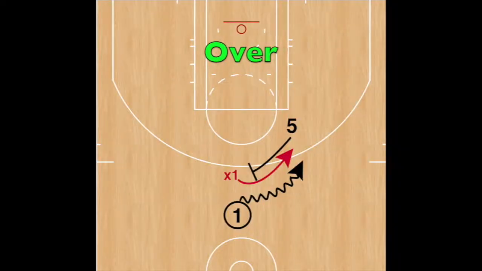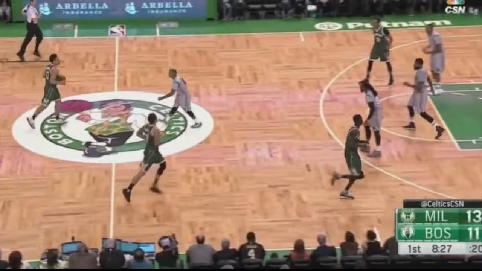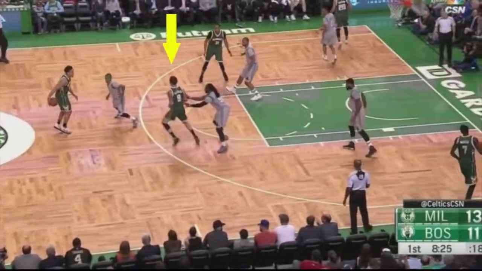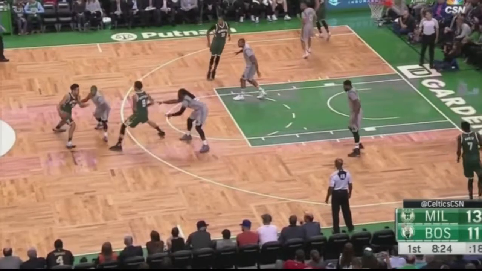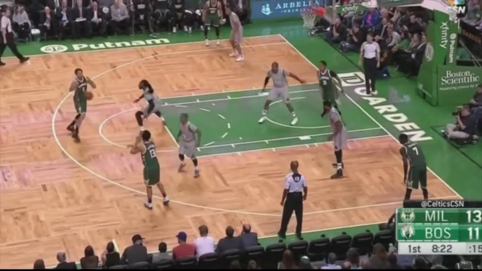So the opposite of going under the screen is going over the screen, which is essentially when the ball handler's defender goes over the screen or fights through the screen to stay with the ball handler. Malcolm Brogdon is going to get a screen from Michael Beasley, and Isaiah Thomas is going to go over the screen to make sure that Brogdon doesn't have a lane to the rim.